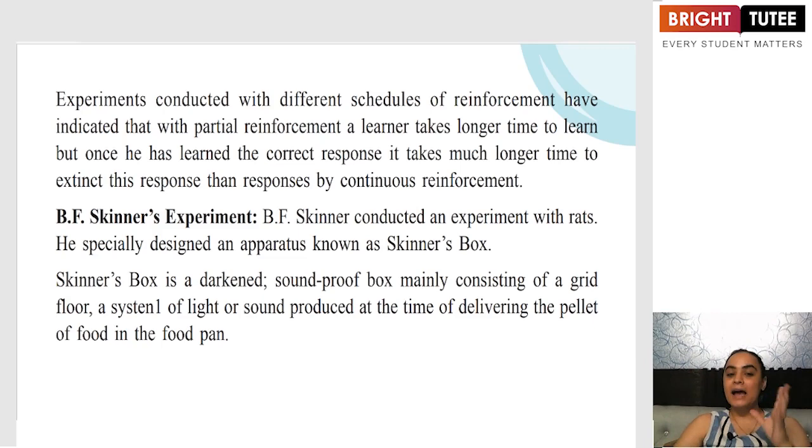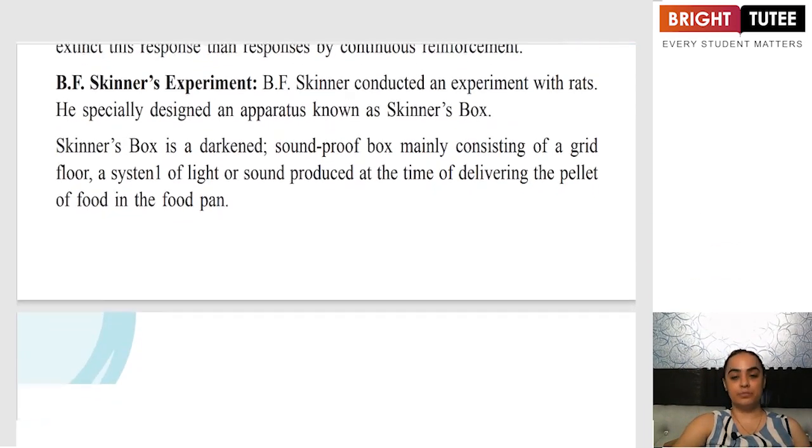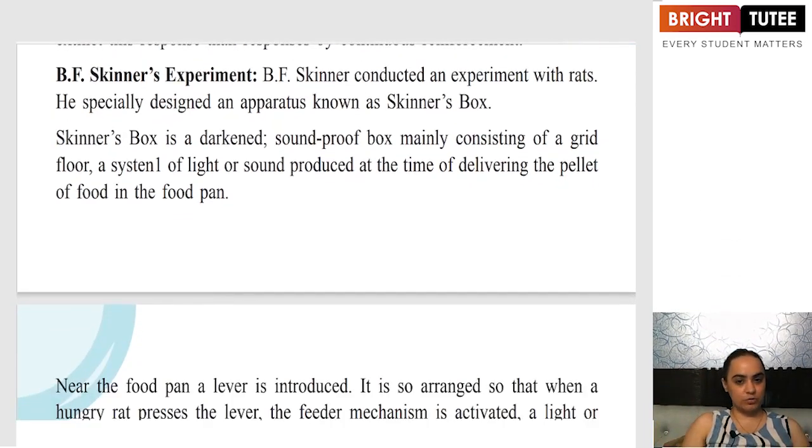Now let us discuss the experiment, the Skinner's box that we talked about. Skinner experimented with rats, we have seen that already. And he designed the Skinner's box. Now, what was the Skinner's box? The Skinner's box was dark. It was soundproof. There was no sound inside the Skinner's box. There was a system of light and sound. So, light and sound would be produced only when the food was delivered through the palate.